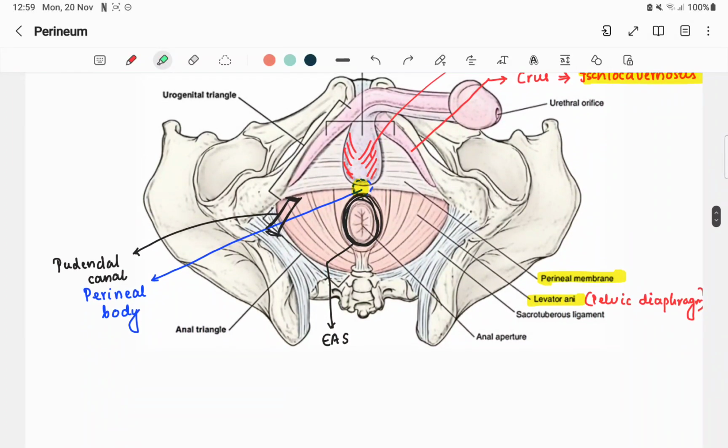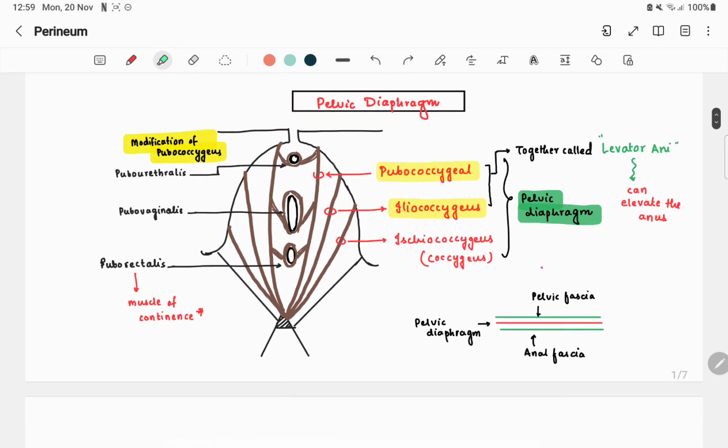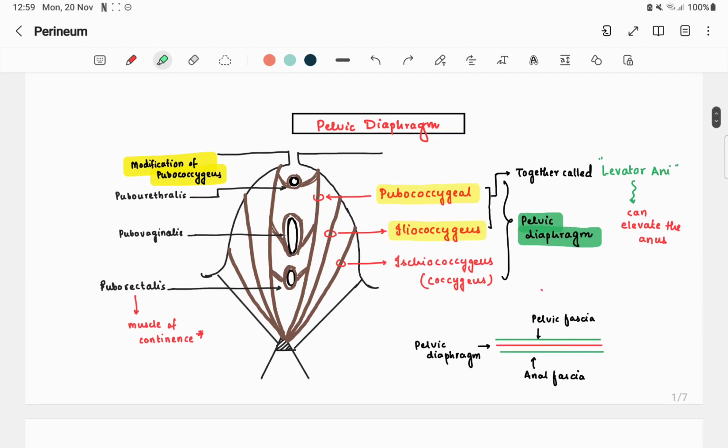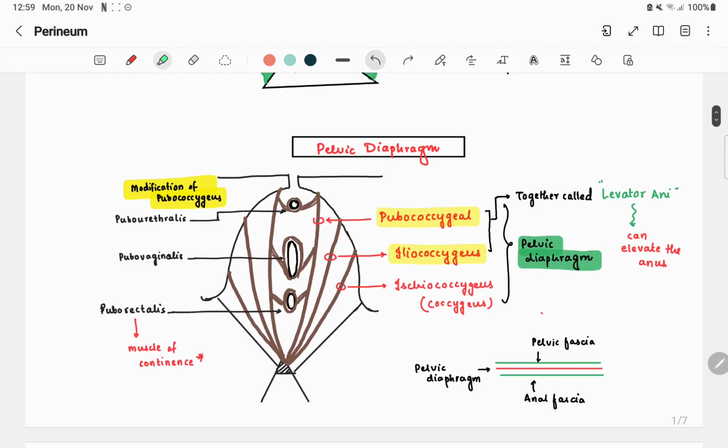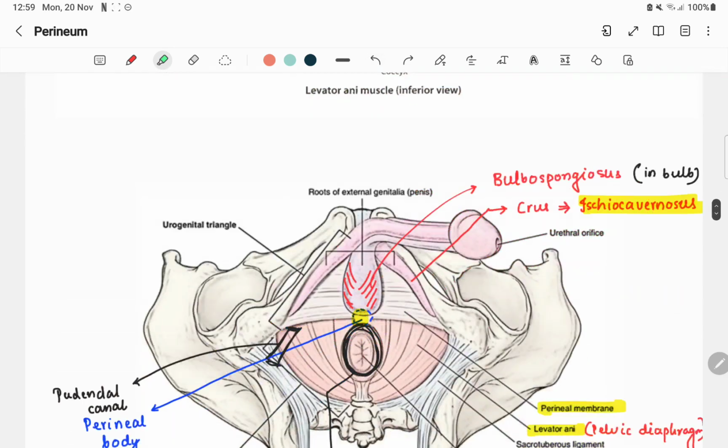After that, talking about your levator ani or pelvic diaphragm. Okay, levator ani is present in the pelvic diaphragm. We talked about the pelvic diaphragm also. Levator ani comprises which muscles? Your pubococcygeus and your iliococcygeus. These are called together as the levator ani. Okay, so this is a pelvic diaphragm, and the superior part is covered with pelvic fascia, and the inferior part with anal fascia.